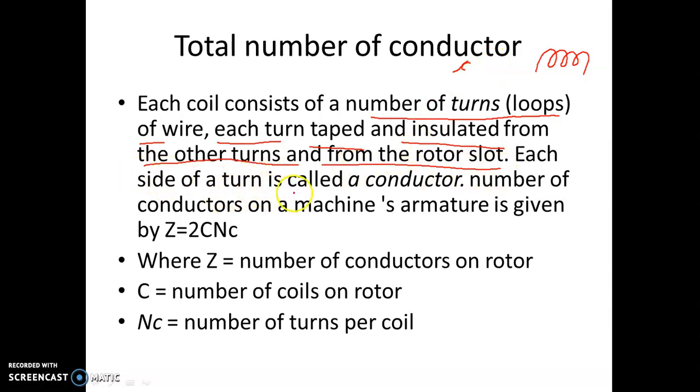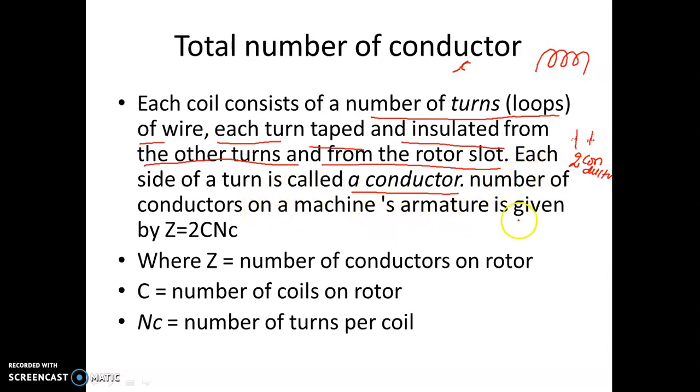Each side of a turn is called a conductor. How many sides are there? Two sides. One side, another side. Each side is called a conductor. So in one turn, how many conductors? Two conductors are there.